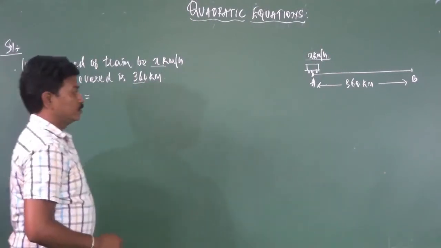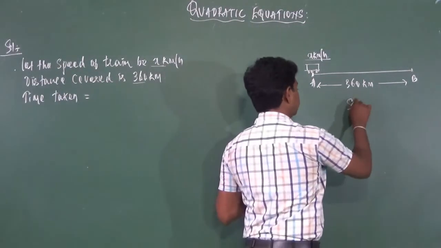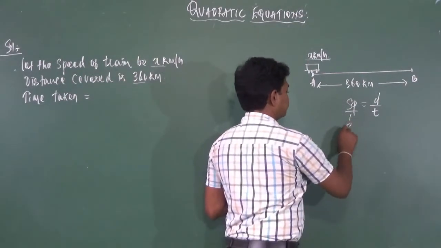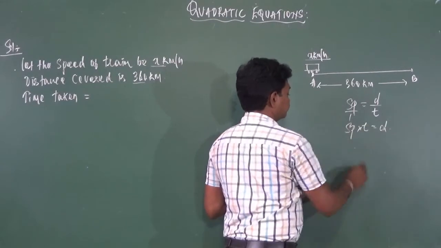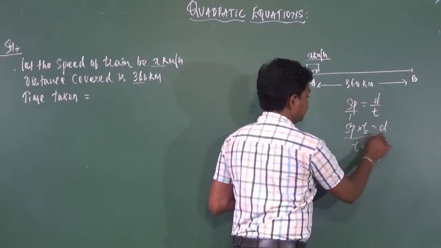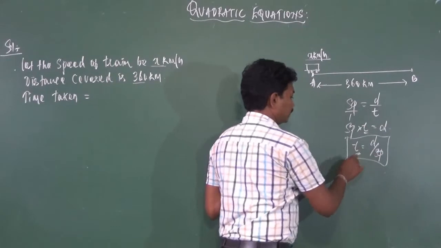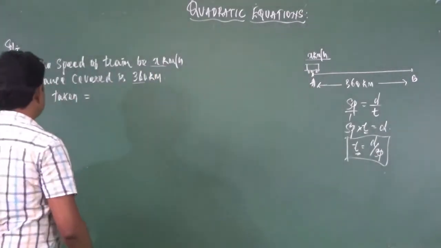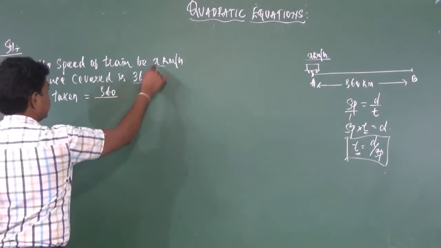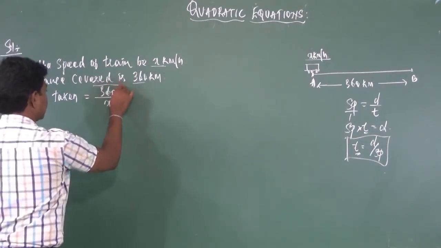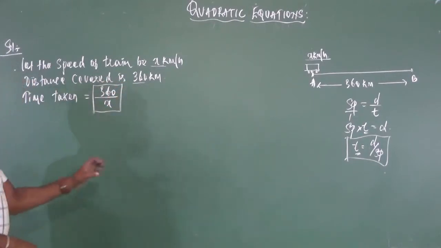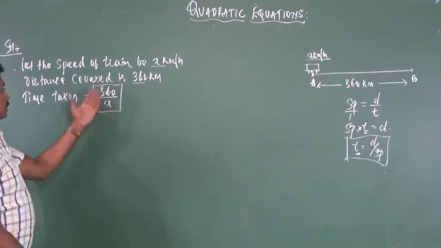Here we have to use a little bit of physics. Speed is equal to distance by time. By cross multiplication, speed into time is equal to distance. We need time here, so t is equal to d by speed, that is distance by speed. If you divide distance by speed, you are going to get the time. We will do the same thing here. Time taken is distance 360 kilometers divided by speed x kilometer per hour. So this is time, it is some hours. We do not know how many hours. 360 by x is some hours.